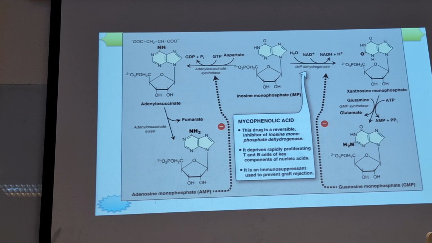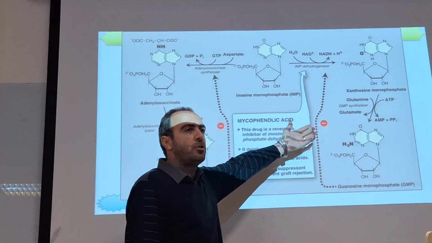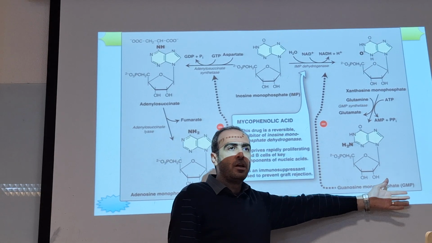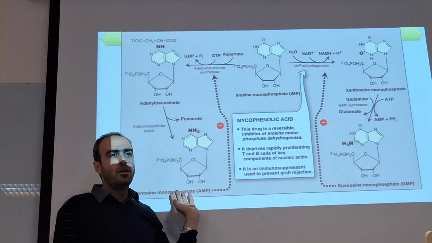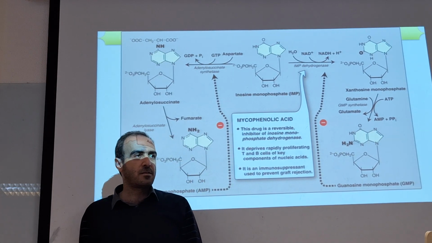How do they do their work? By inhibiting these enzymes. They don't allow GTP to be produced. Then we don't have ATP, we don't have nucleotides, we don't have DNA in these cells.